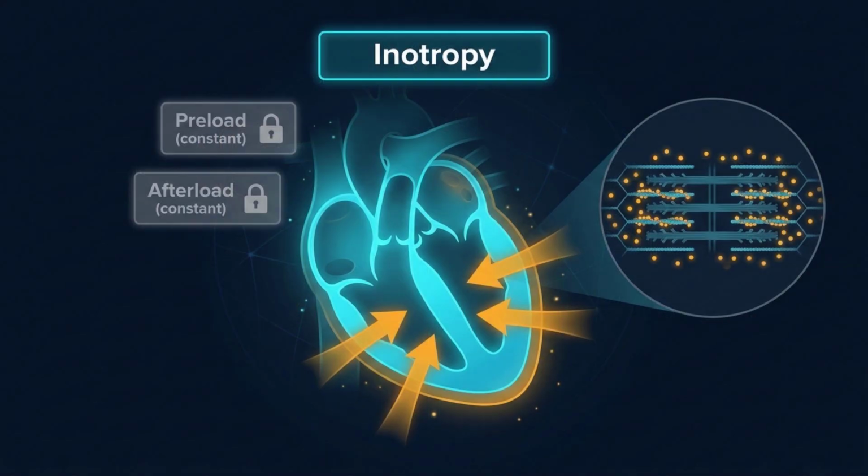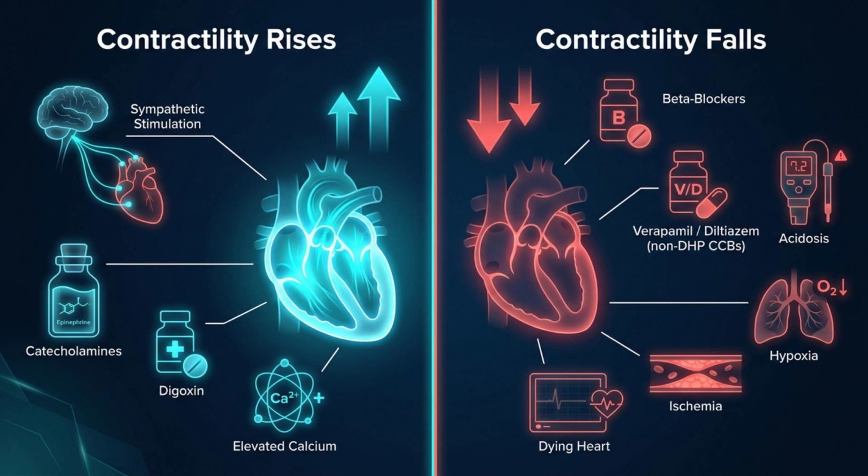Contractility, also called inotropy, is the intrinsic strength of contraction, independent of preload and afterload. You can think of it as how hard the ventricle squeezes for any given end-diastolic volume. Contractility rises with sympathetic stimulation, catecholamines, digoxin, and elevated calcium. Contractility falls with beta blockers, non-dihydropyridine calcium channel blockers like verapamil and diltiazem, acidosis, hypoxia, ischemia, and a dying heart.